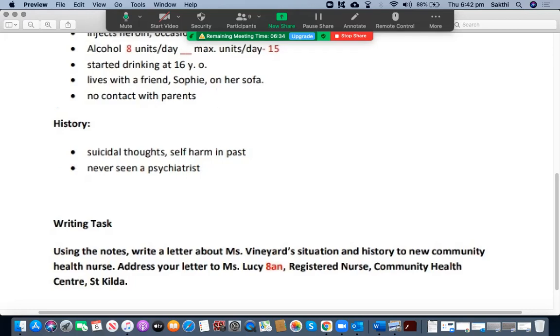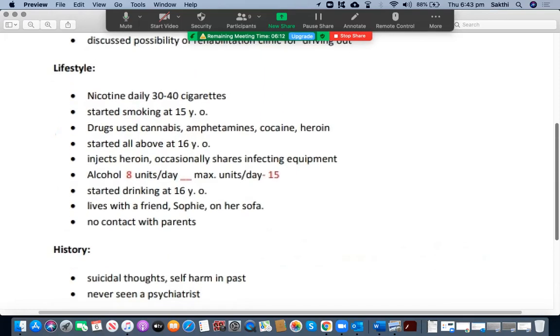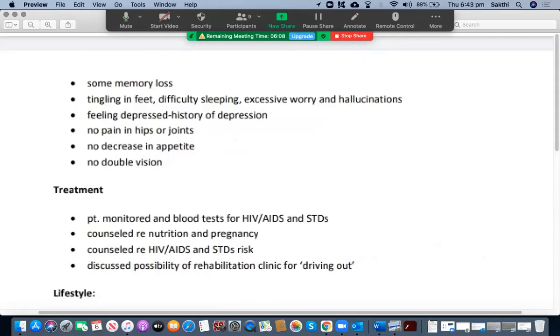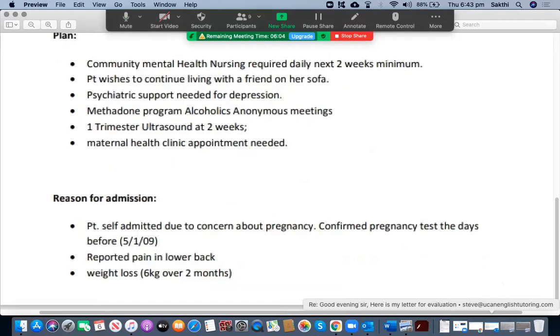I think it's indirectly told. You could have mentioned this. No worries. But apart from that, I think it's okay. Never seen a psychiatrist. All right. I think one or two notes weren't included. I mean, one or two points or words, but most of the case notes were included. I'm happy with that. It's not that bad.